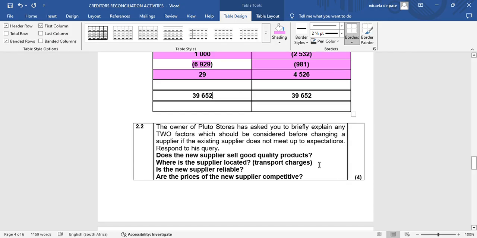We need to know if the new supplier is reliable or not. And then you need to look at the prices of the new supplier and see whether or not they are competitive. Okay, so that's the first worked activity. I will do additional activities at a later stage.